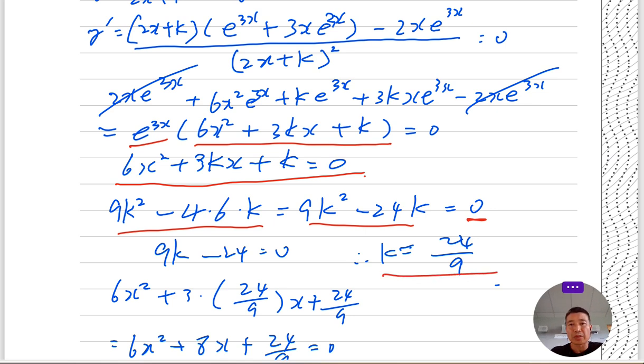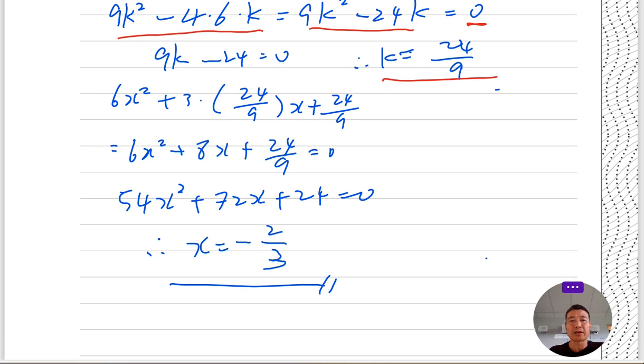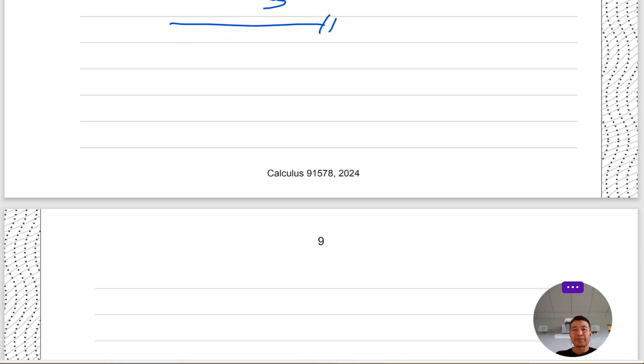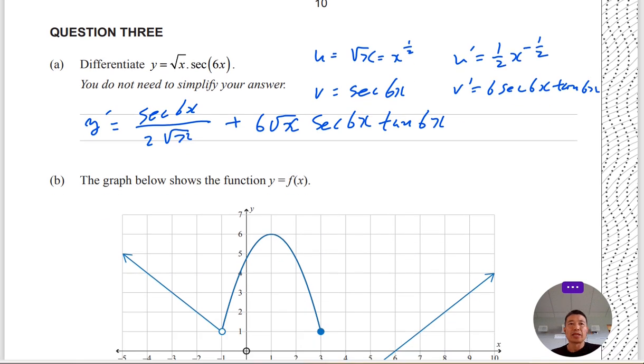So we substitute 24/9 back into this quadratic equation. When you solve this, I used a graphics calculator. X turns out to be negative 2/3. All right. Okay. Next question. Question 3.